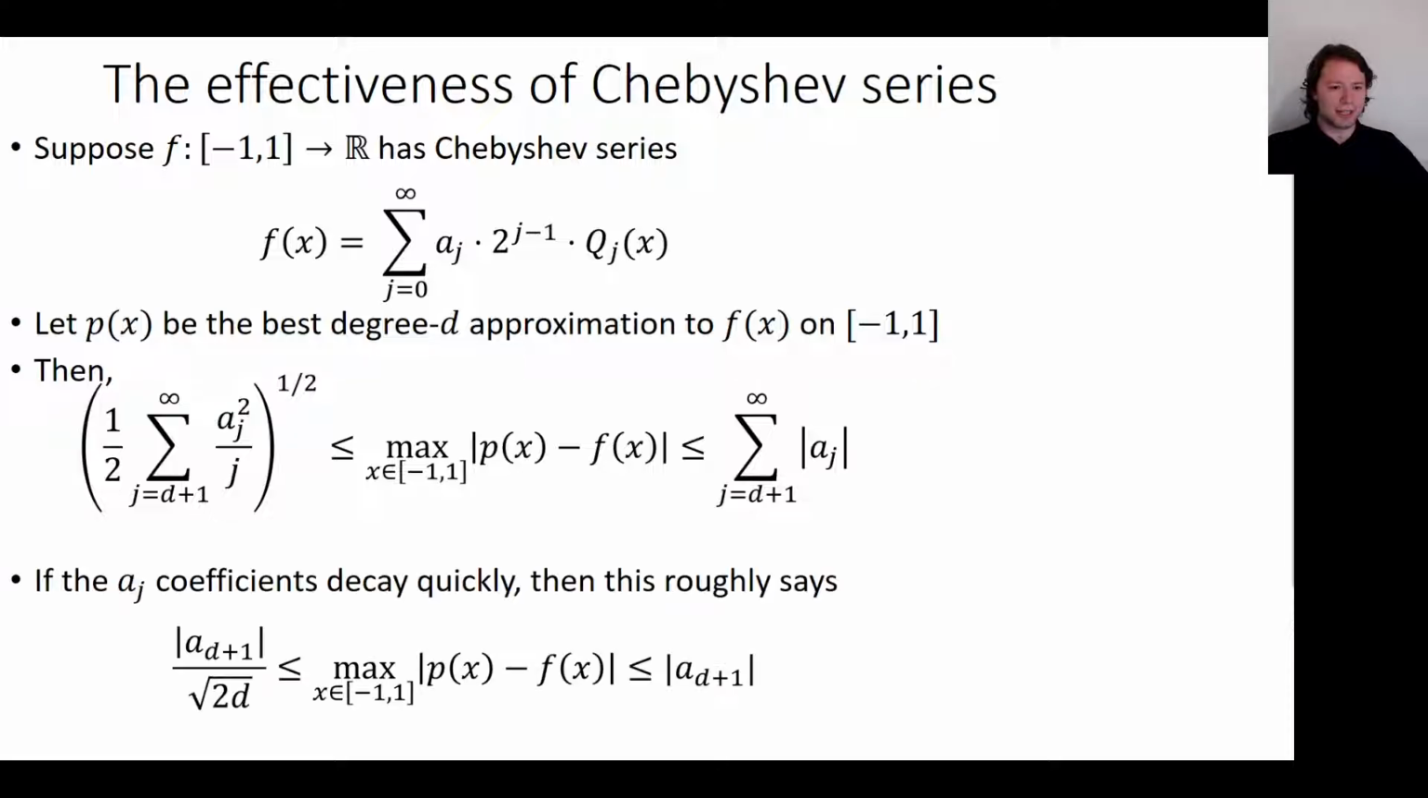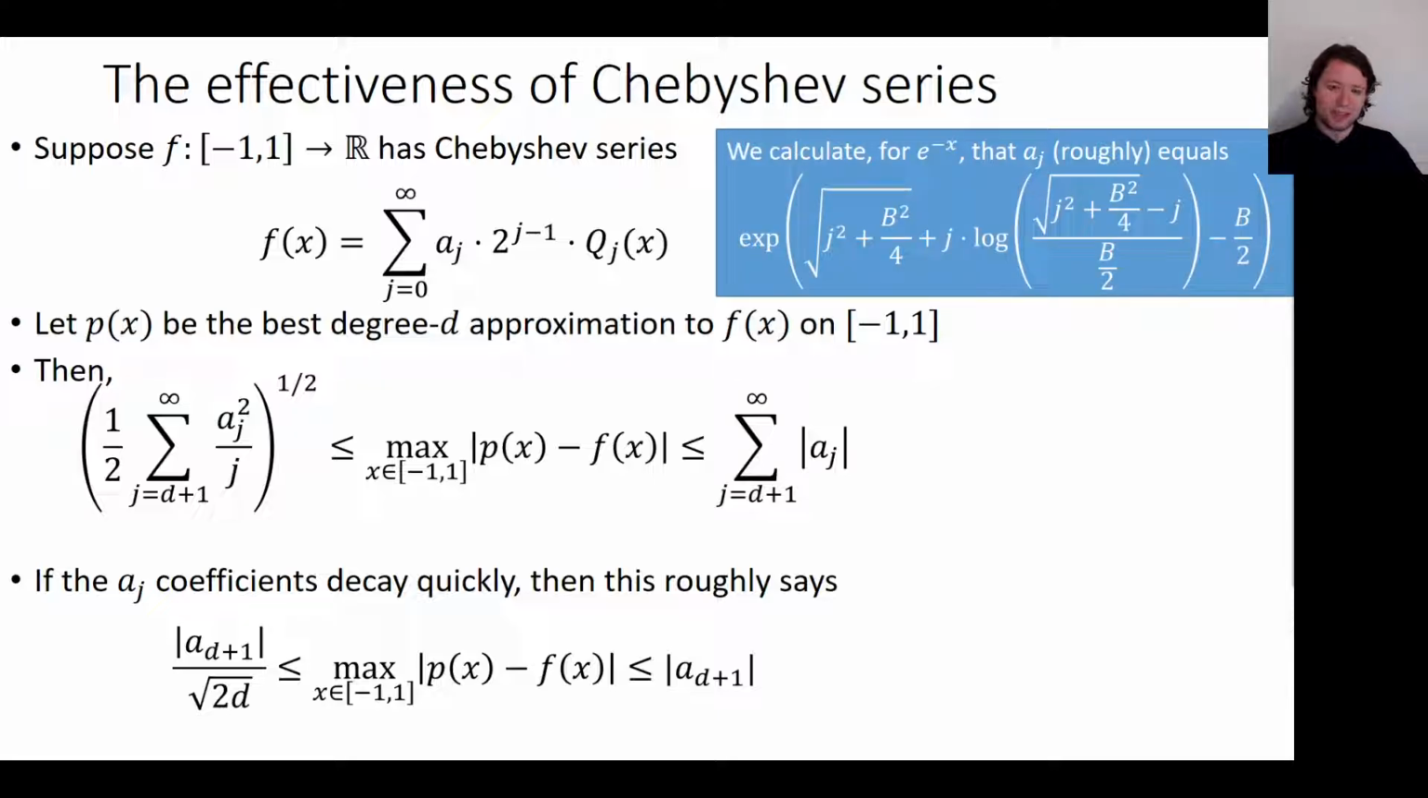But in particular, if the a sub j coefficients decay quickly, so they get smaller and smaller very quickly, then basically the first term of each of these sums is important, and this gives a pretty tight bound on how well this polynomial approximates the function. It's between this coefficient and just 1 over square root of d times the coefficient. So in order to get a good bound on the degree of approximation, it suffices to compute these coefficients and figure out how quickly they're decaying. And that's what we do in the paper.